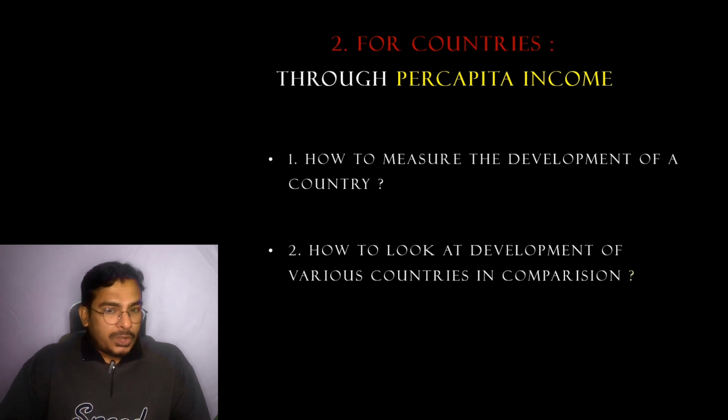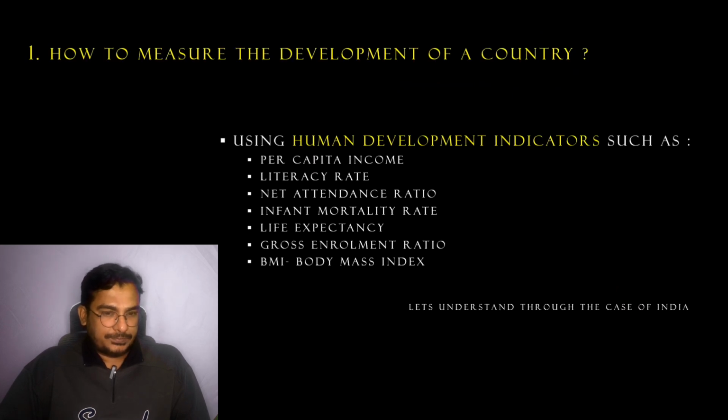Now, beyond per capita income, there are also other things, and these can be put together under something called the human development index. Under human development indicators, there are certain things like per capita income, literacy rate, net attendance ratio, life expectancy, gross enrollment ratio, and body mass index. All these can be clubbed together and put under human development indicators. Now, either you measure a country with per capita income or with human development indicators. It depends on different situations and scenarios.